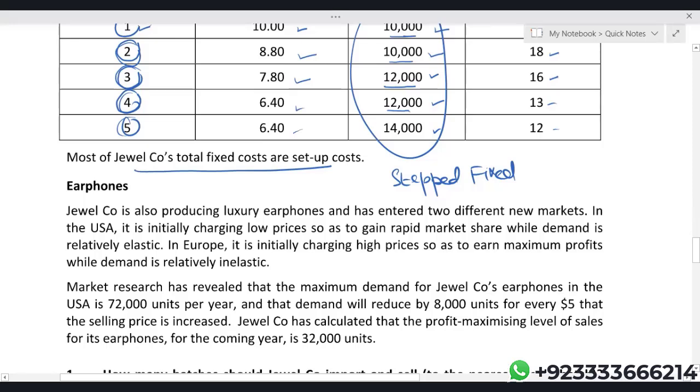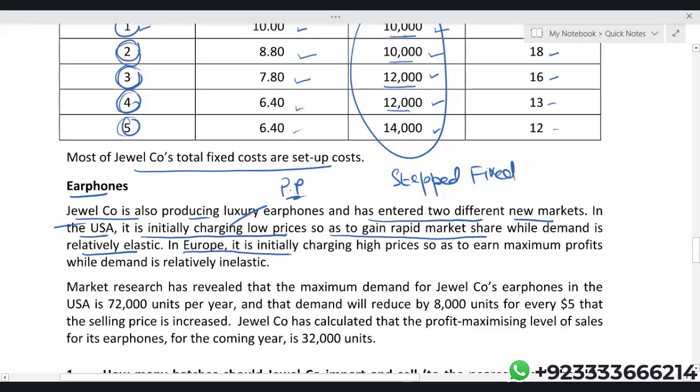Most of the Joule total fixed costs are setup cost. Fine. Earphones. Joule company is also producing luxury earphones and has entered 2 different new markets. In the USA, it is initially charging low prices. Low prices means price penetration, USA price penetration, so as to gain rapid market share while demand is relatively elastic. So price penetration will suit you.